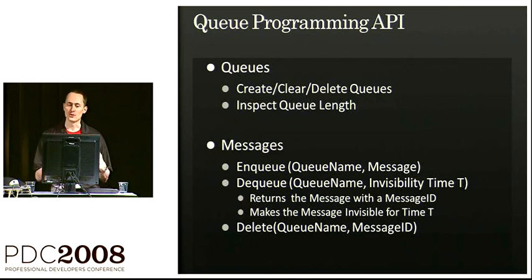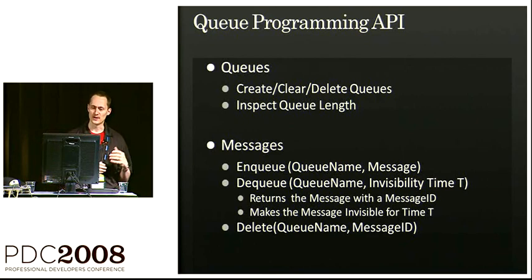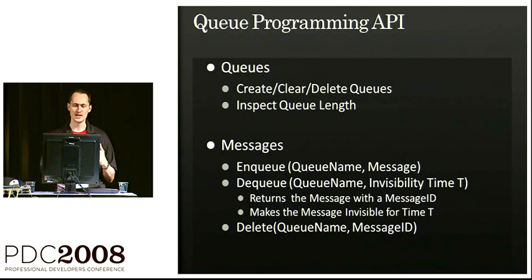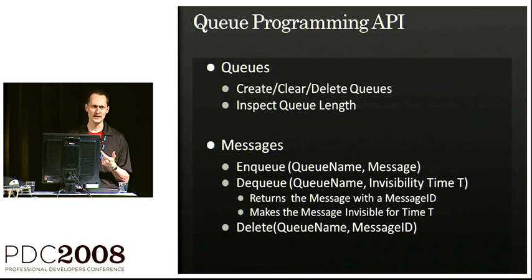Then the messages that you store in the queue, we support a standard interface where you enqueue a message into a queue. But for dequeue, we have a special thing that you need to do, which helps us to ensure this property of making sure that every message is processed at least once. So when you dequeue a message, you specify the queue name and this invisibility time. Okay? What happens is that the queue will return the message with a message ID, and it will make the message invisible for that length of time.